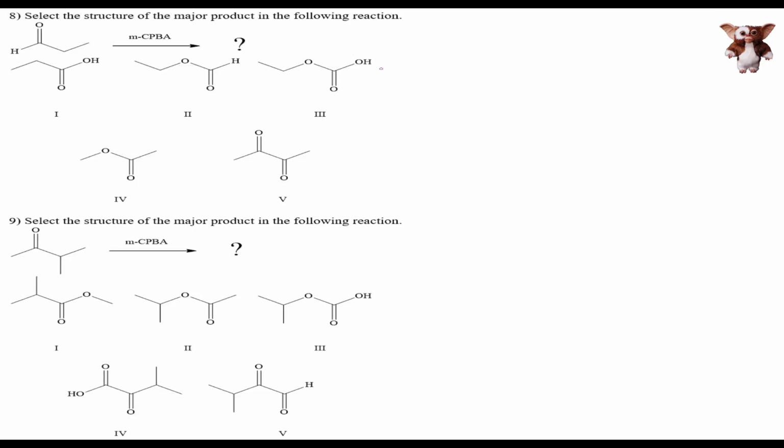So for number 8, select the structure of the major product for the following reaction. Now you're probably saying, okay, I know this. Clearly the answer is 2 or 4 because of an ester, right? So you'd probably be thinking it's 4, right? But it's wrong. Why is that? Well, of course, this is a Baeyer-Villiger reaction.